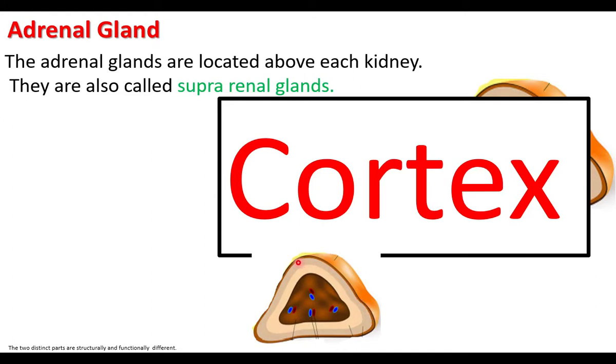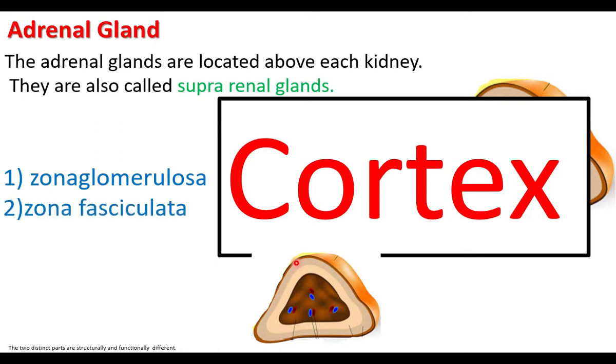The outer layer of cortex is zona glomerulosa. The middle layer of cortex is zona fasciculata. The inner layer of cortex is zona reticularis. The cortex has outer zona glomerulosa, middle zona fasciculata, and inner zona reticularis.